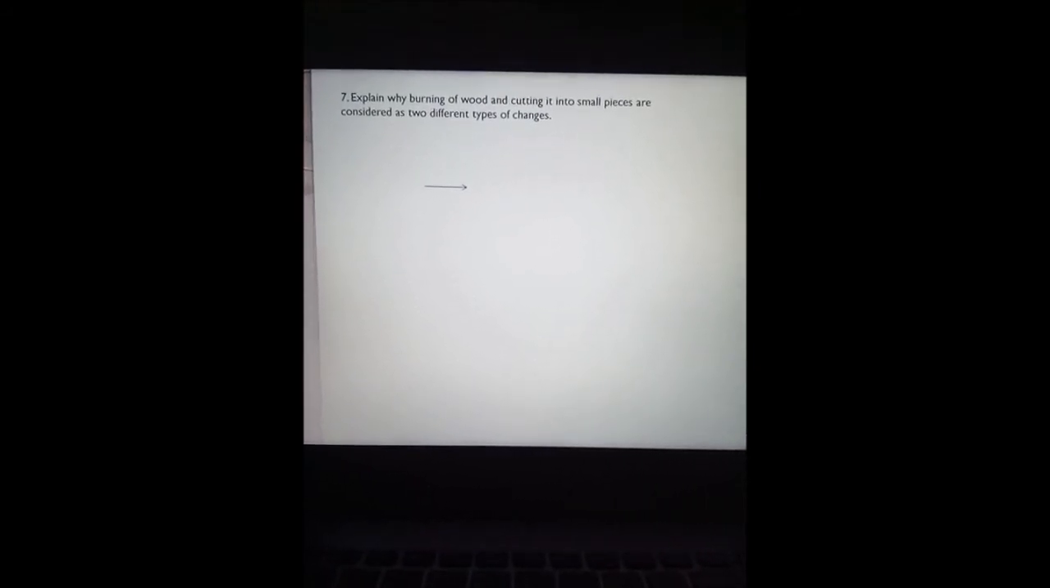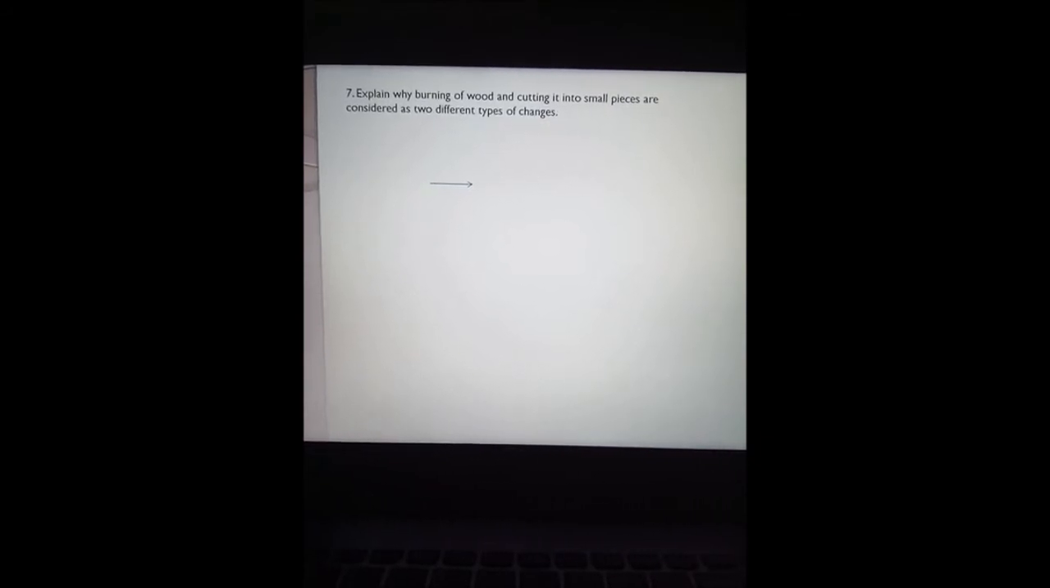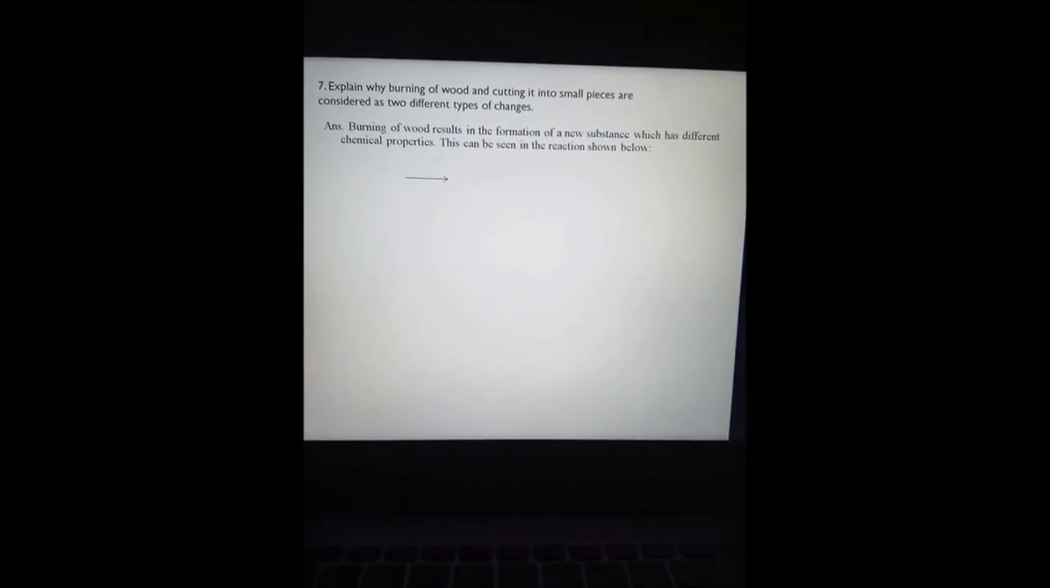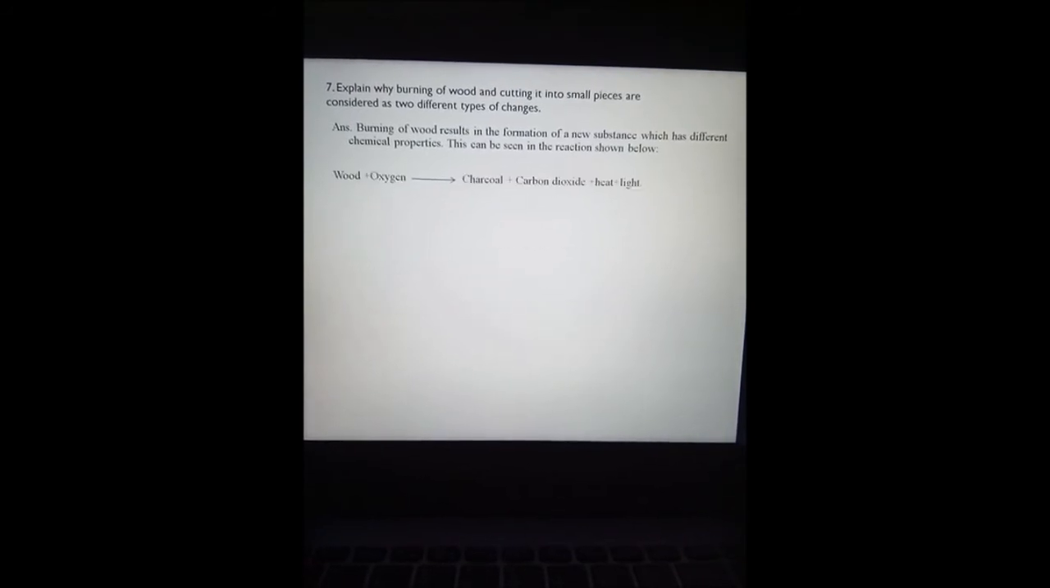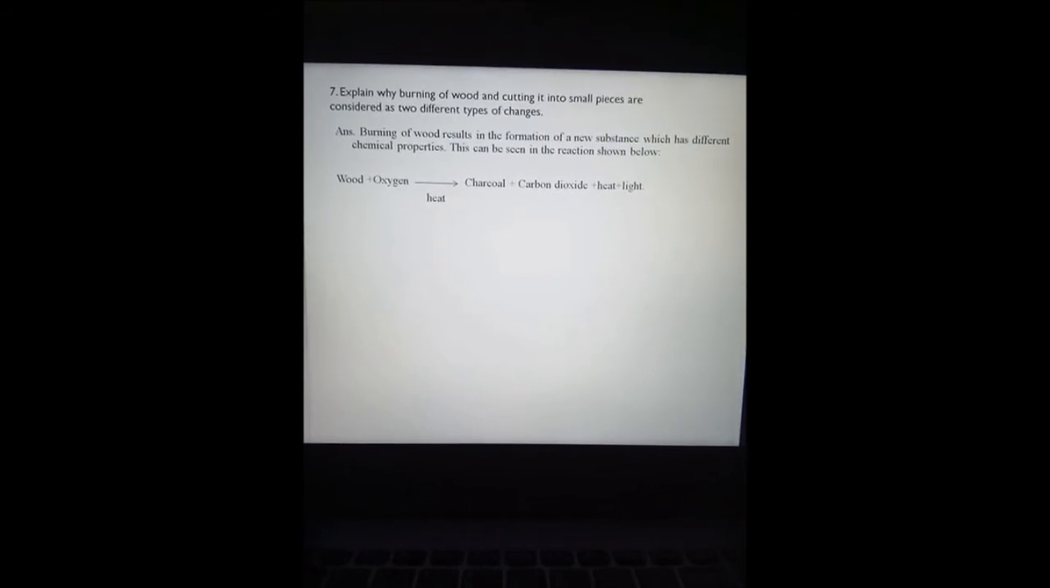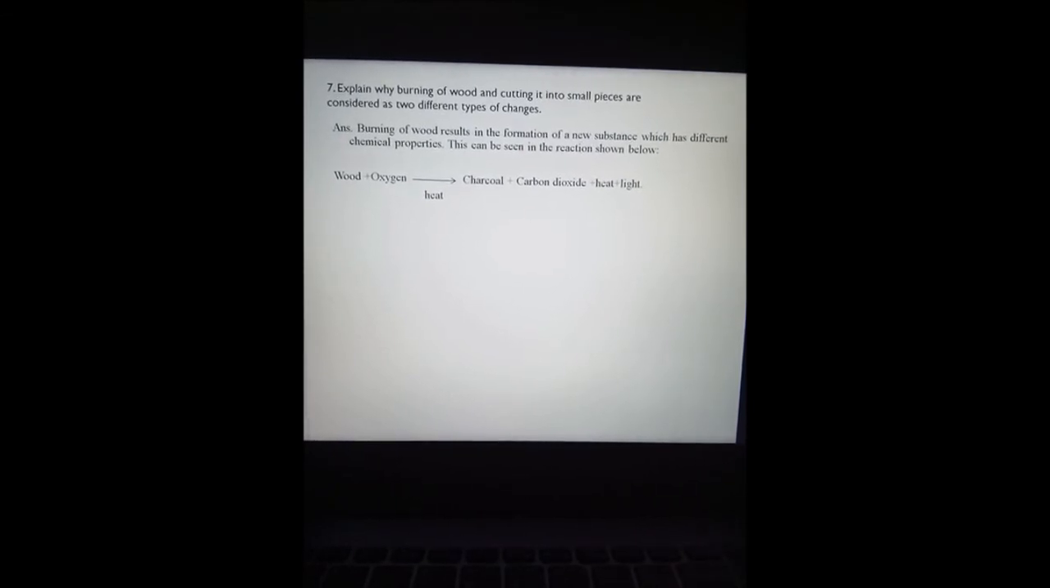Number 7. Explain why burning of wood and cutting into small pieces are considered as two different types of changes. So, burning of wood results in the formation of new substances, like this: wood plus oxygen. If you heat it, then it will result in the formation of charcoal, carbon dioxide, heat and light. So this is a chemical change.